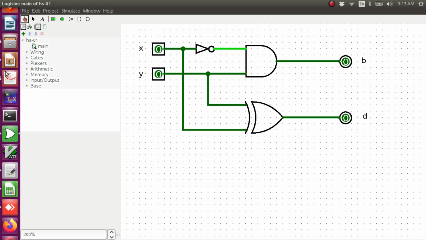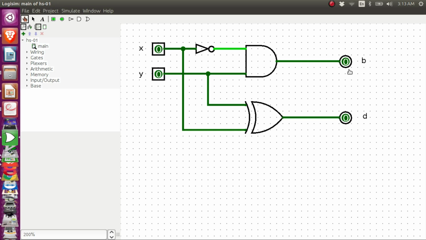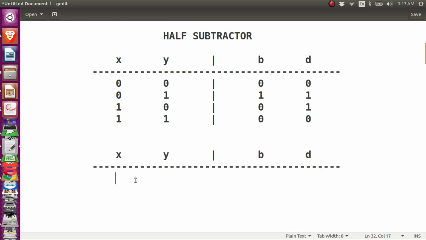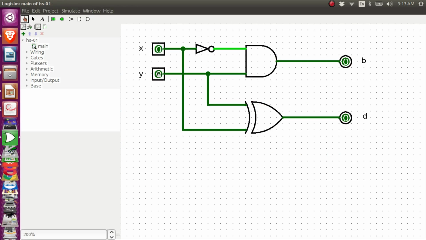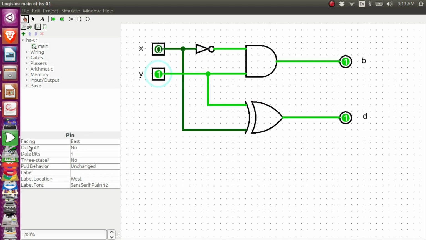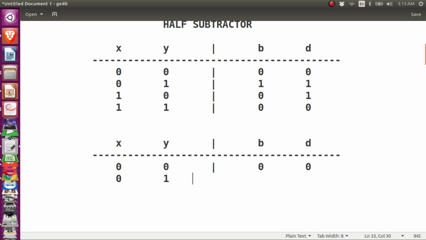So if we go to the logic circuit, and if I put 0 0 as the input, I get 0 0 as the output. So let me write it down. When the input is 0 0, the output is 0 0, and when the input is 0 1, I change the input to 1, then the output is 1 1. I get the output 1 1.